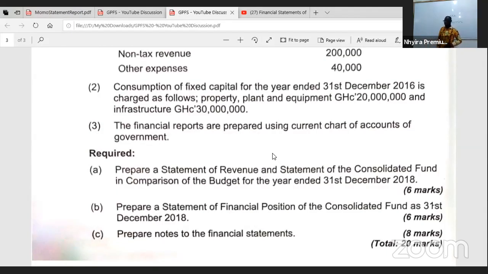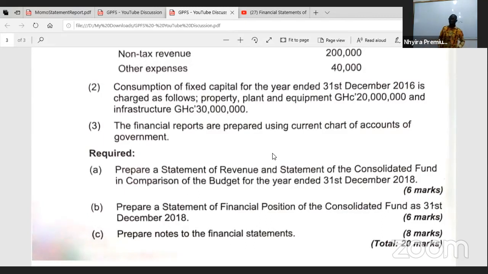Then we should prepare a statement of financial position of the consolidated fund as of 31st December 2018. Then we should prepare notes to the financial statement. So we are preparing revenue and expenditure, more or less like the statement of financial performance. And then also we are preparing the statement of financial position.